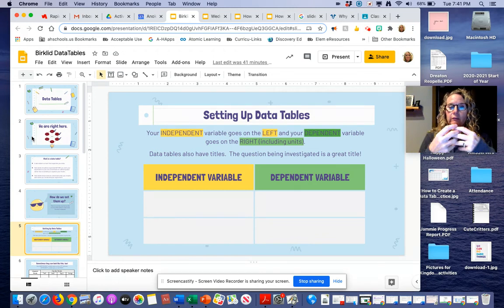Also, data tables should have a title, and I cheat every time, and I just take my question and I put it over the top of my data table. That is my title. So the question, whatever my question is, so for example, for our experiment, my title on my data table would be, does the amount of water affect the germination time for clover? That would be it. I just make it as simple as possible.